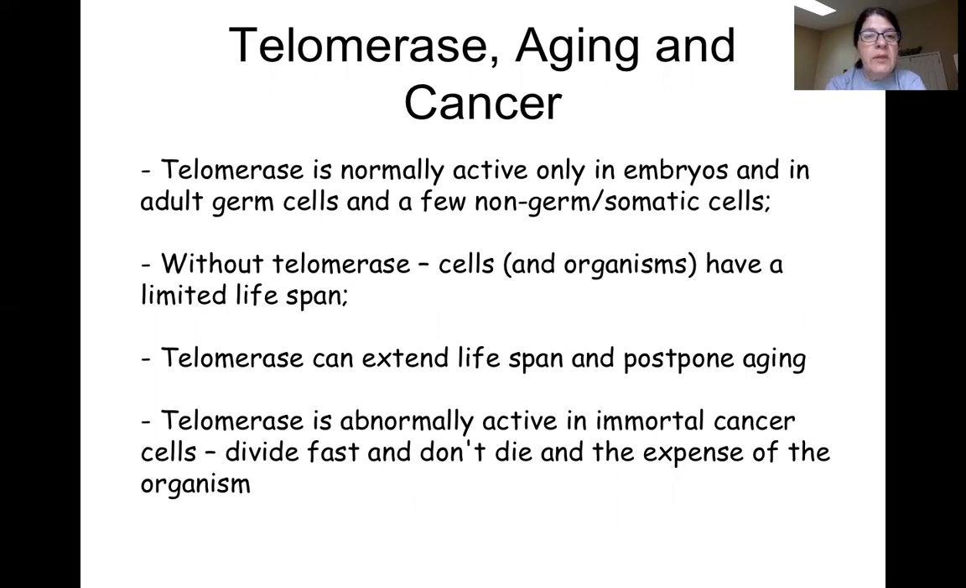If we were to turn on telomerase, that can extend the lifespan and that can postpone aging because our cells will be able to divide more times to renew. We would be able to renew our cells. However, the trick here is that telomerase is also abnormally active in immortal cancer cells. So there needs to be a balance between lifespan and aging and cancer. If you have cells that are able to divide indefinitely, they essentially become immortal and that can give rise to cancer.